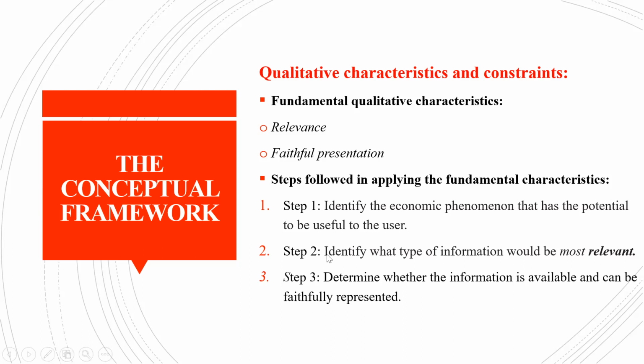And then step number 2, identify what type of information will be most relevant. So obviously the type of information that will be most relevant is information concerning the elements of the financial statement. That is the information that will be most relevant there. So we're talking about incomes, expenses, assets, liabilities, and equity.